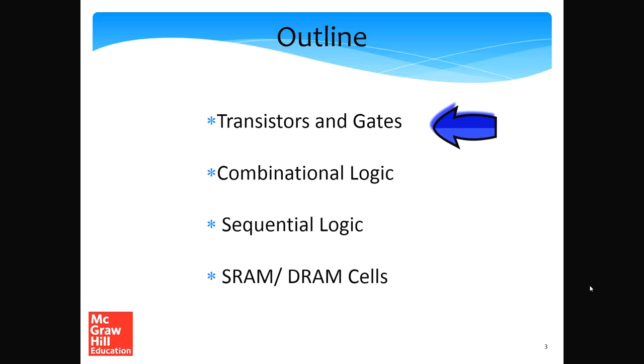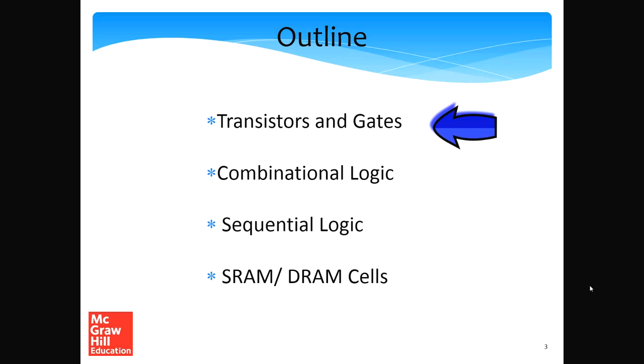So let me start with an outline of this chapter. This chapter is divided into 4 sections. The first section discusses the most basic building blocks of circuits, which are transistors and logic gates. Then we discuss combinational logic, which creates larger circuits by combining these basic elements, the logic gates. Subsequently, we shall discuss sequential logic. In sequential logic, we store individual bits, and then we use these individual bits in circuits.